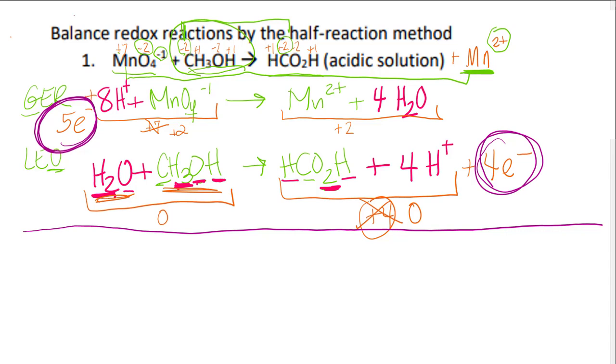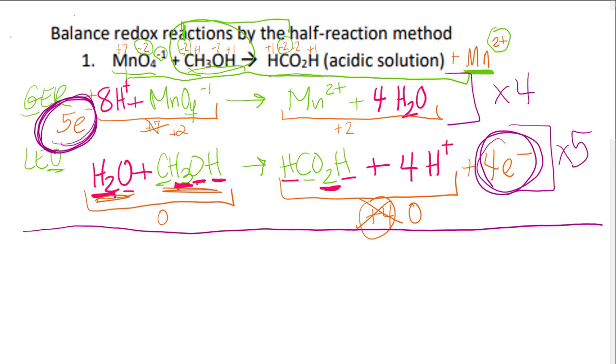Well, the first multiple that they have in common would be to get to 20. So I need to multiply everything in my top half reaction by 4, and I need to multiply everything in my second half reaction by 5. Okay, so let's do some math here. Again, everything in my top is going to be multiplied by 4. So let's do that and then bring everything down here, and then we can do some reducing.